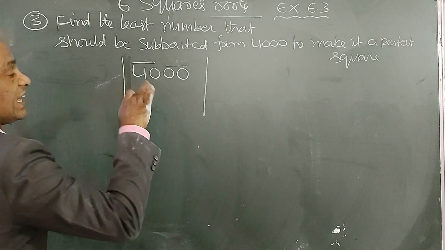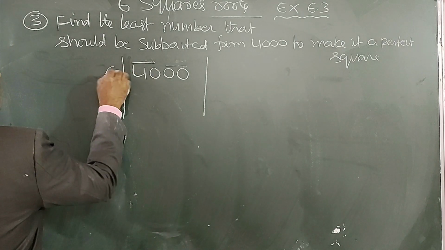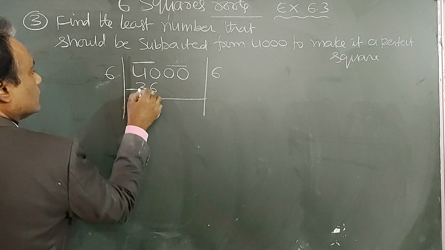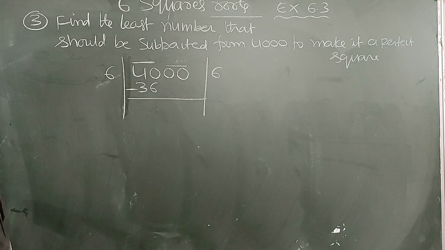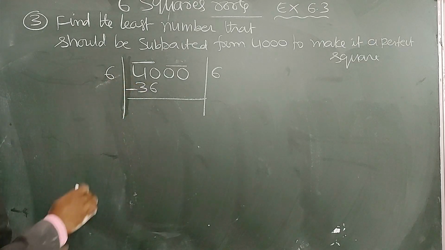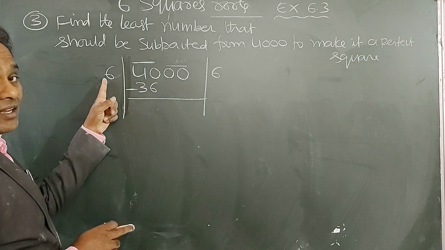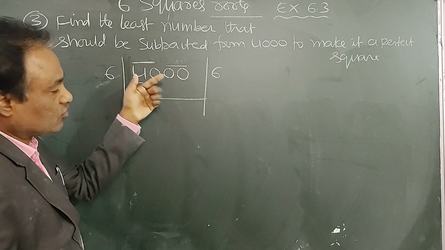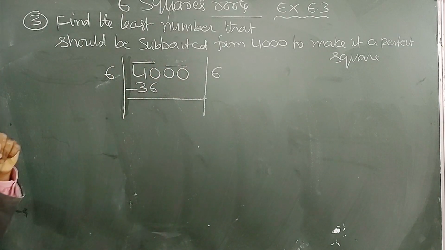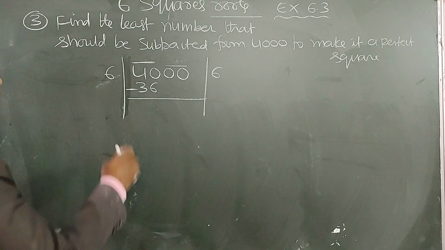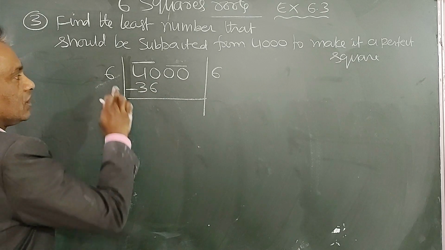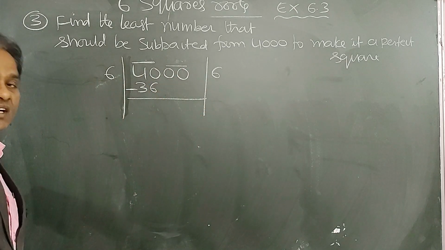7 7 the 49. 49 is greater. 6 6 the 36. Next, take a number here. First step is take two as a pair. These two as a pair, these two as a pair from the right side. That is first step. Second step is take a number here, multiply with same number. We have to get near to this. 6 6 is 36. This is the second step.